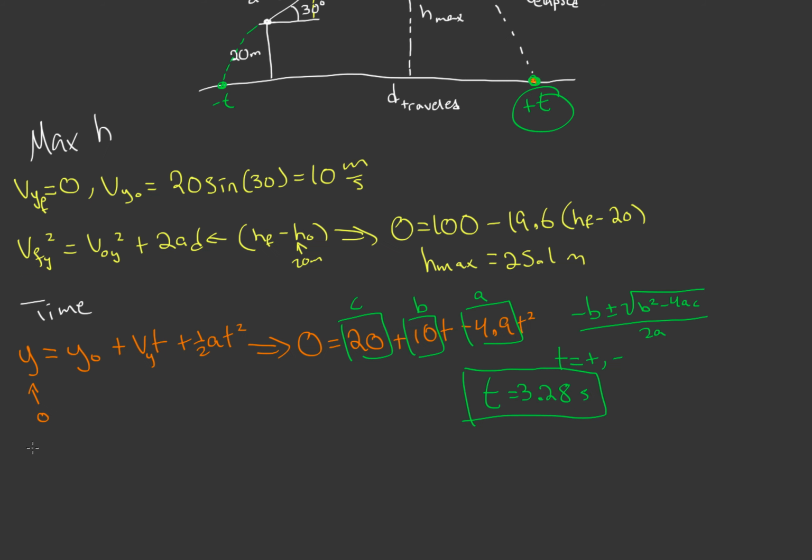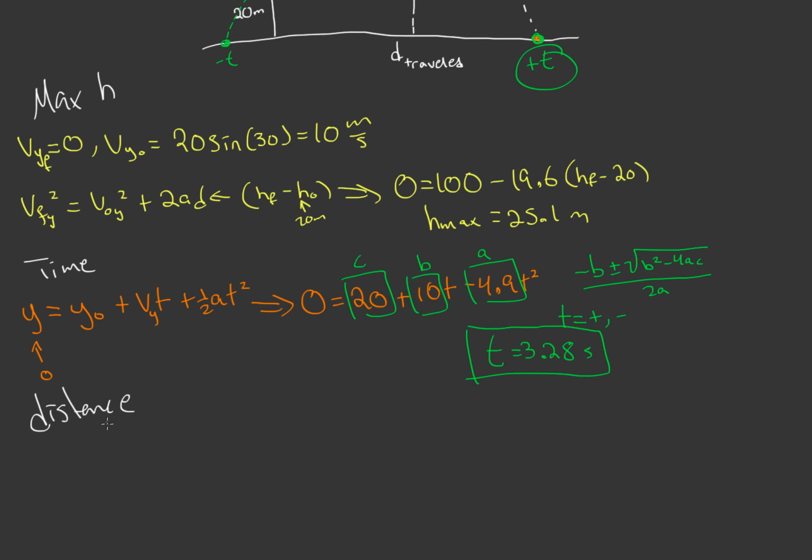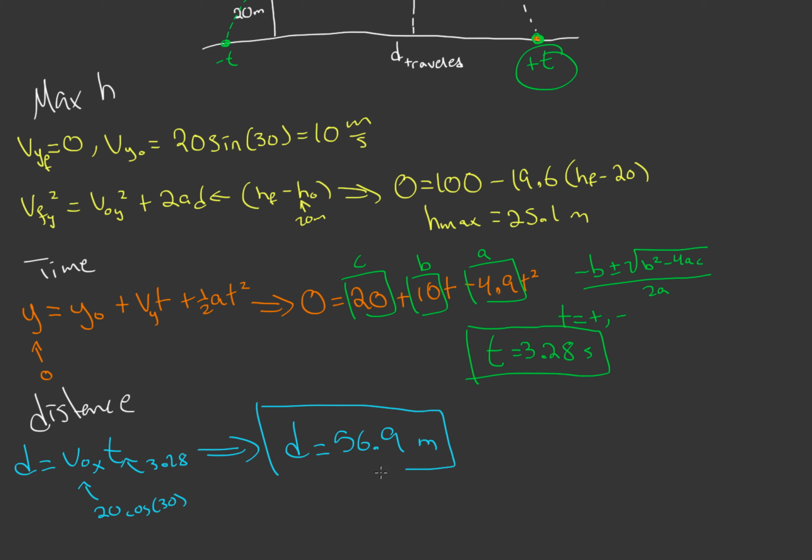Now, if we solve for the distance that it's traveled, well, we know that the velocity in the x direction is constant the entire time. So we could say that the distance is equal to v initial x, which is going to stay constant the entire time, times the time that it's in the air. So this will be our 20 meters per second times the x component of the velocity, which is cosine of 30, times the 3.28 seconds that we solved for. So what we would end up getting is x, or d rather, is equal to 56.9 meters. So this is the distance that's traveled by the cannonball.